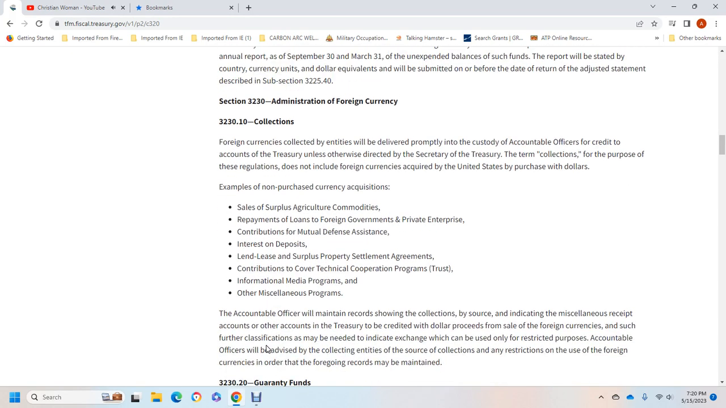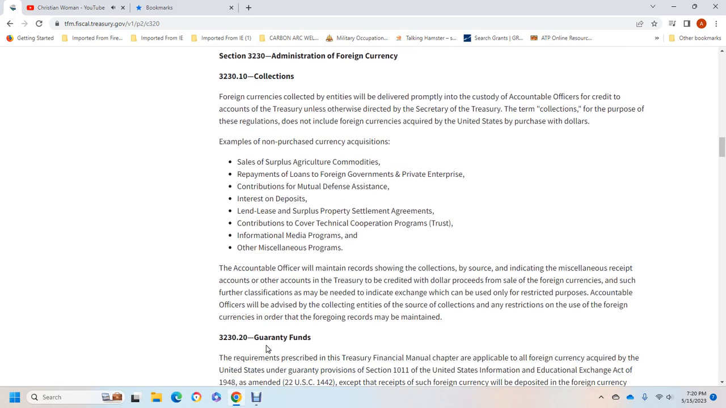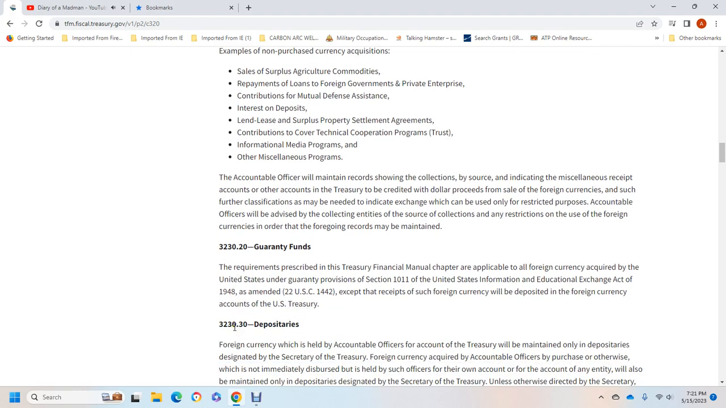Informational media programs, other miscellaneous program. The accountability officer of the maintaining the records, collection by swiftly indicating the miscellaneous for the accounts and the other accounts of the Treasury credited with the receipt of the sale of the foreign currency with the further classification even to include with indicate the exchange which can be used for restricted purposes. Accountability officer of the collecting entity with the source of the collection, restriction of the use of the foreign currency for the other foreign records to be maintained.